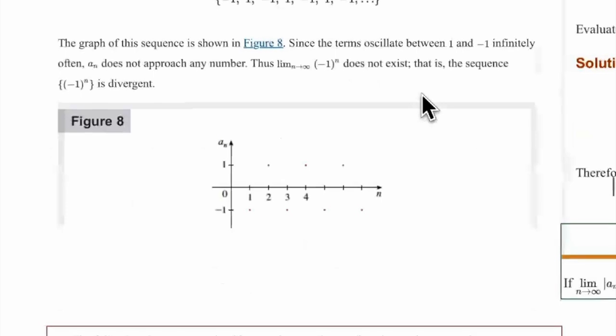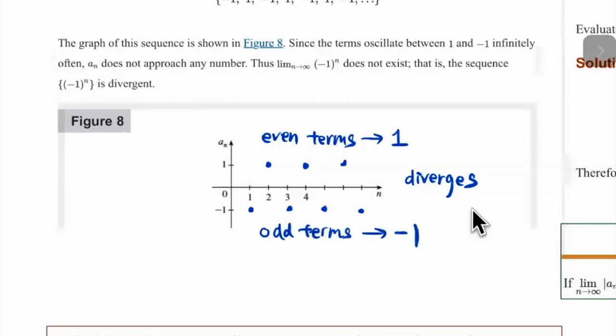And in the picture, you see it like this. So this one here is divergent. The sequence diverges. You see that the even terms go to 1, and the odd terms over here go to -1. So it doesn't go to a fixed number, right? So when it doesn't go to a fixed number, then we say the sequence diverges.